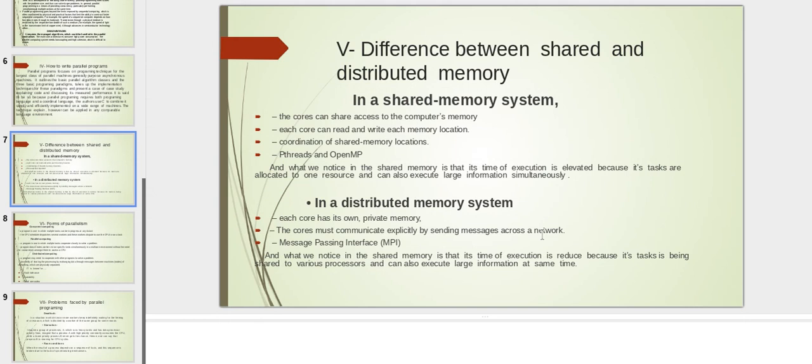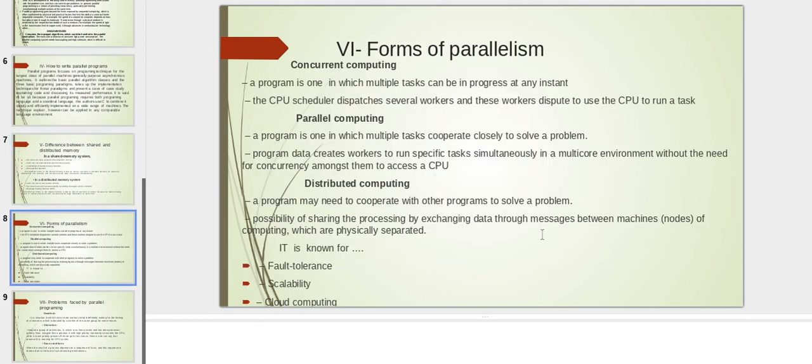Obviously, we must have what we call forms of parallelism. We have concurrent computing, parallel computing, and distributed computing. Under concurrent computing, many tasks are striving to have access for progress in their execution at any instant. They are trying to access all the time.